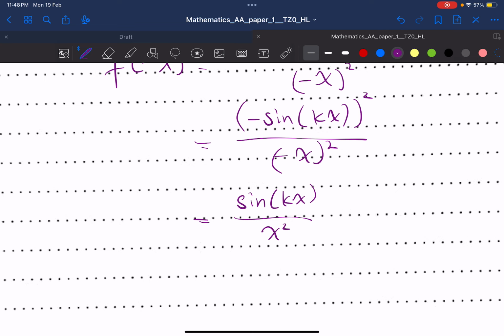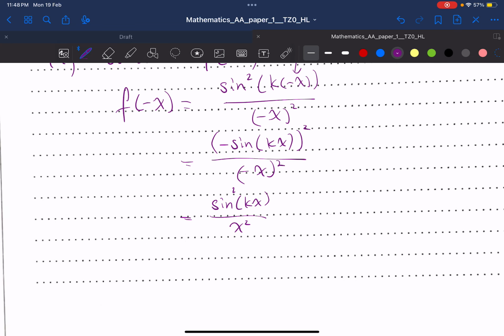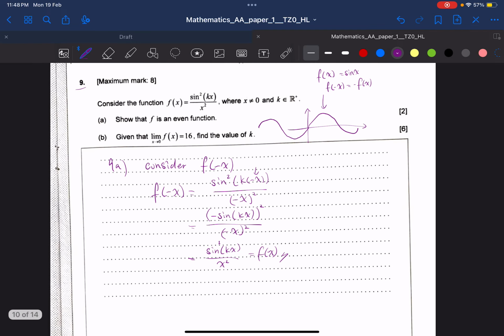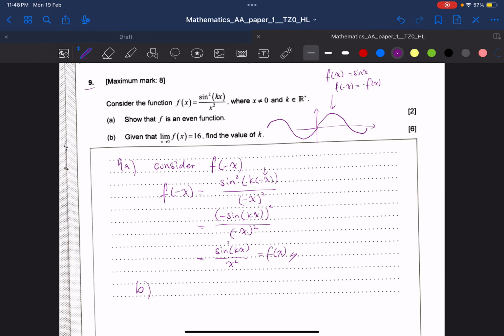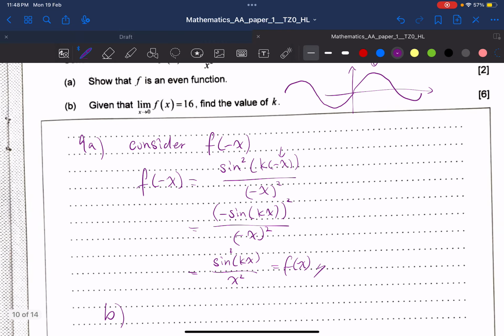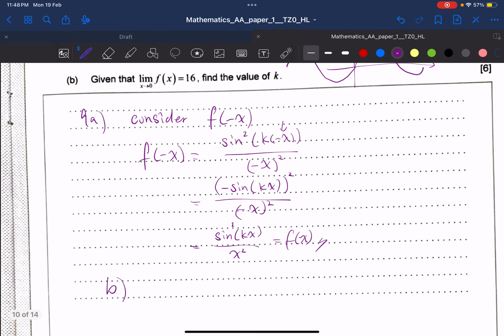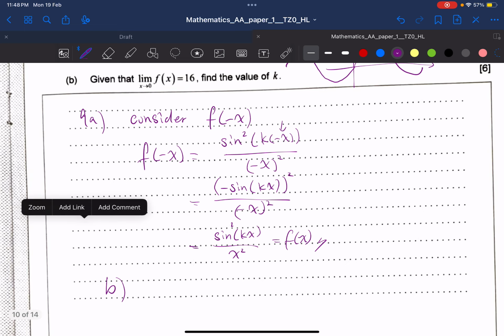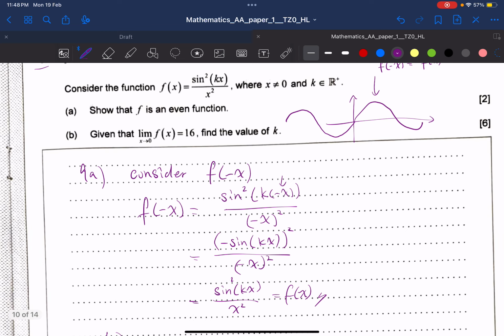So this x squared, and then put a square back, and this indeed equals f(x). So this is an even function here. So part B, given that f(x) equals this, and given that the limit as x tends to 0 equals 16, solve for the value of k. When you see the word limit, often for AAHL it will just be L'Hopital's rule.